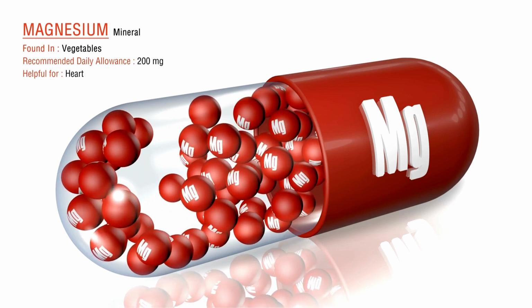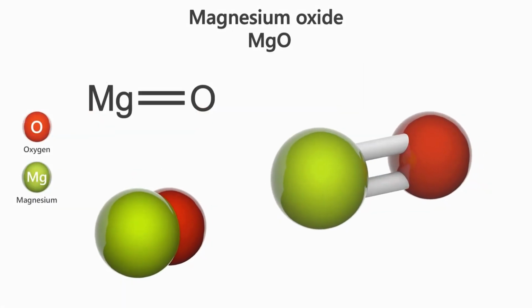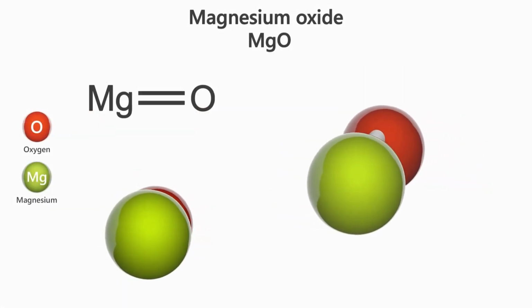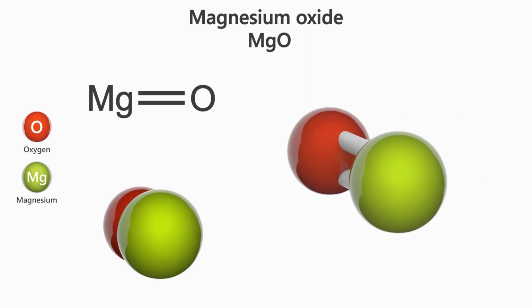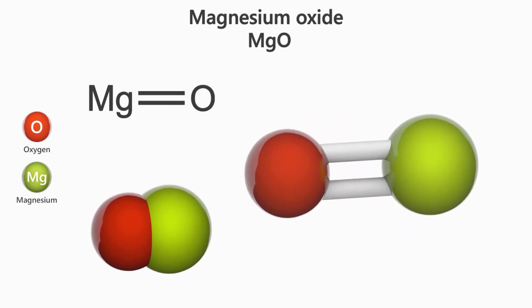Another example is magnesium oxide. Magnesium transfers its 2 valence electrons to oxygen, forming a magnesium ion and oxide ion. The resulting ions are electrostatically attracted to each other, forming the ionic compound called magnesium oxide.